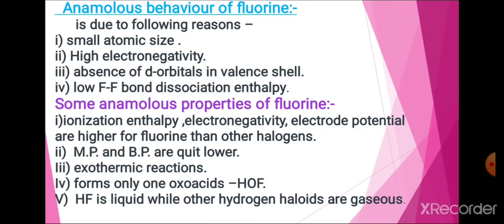Then fourth is it forms only one oxoacid, that is HOF, while other halogens form a number of oxoacids, for example HOCl, HClO2, etc. Then fifth property is this hydrogen fluoride, HF, is a liquid, while other hydrogen halides are gases at room temperature. This is because in HF strong hydrogen bonding is present. That's why this HF is a liquid, while other hydrogen halides are gases at room temperature.